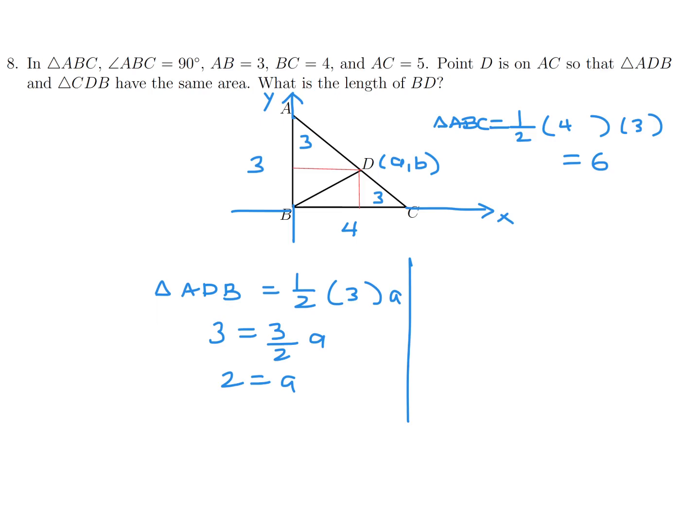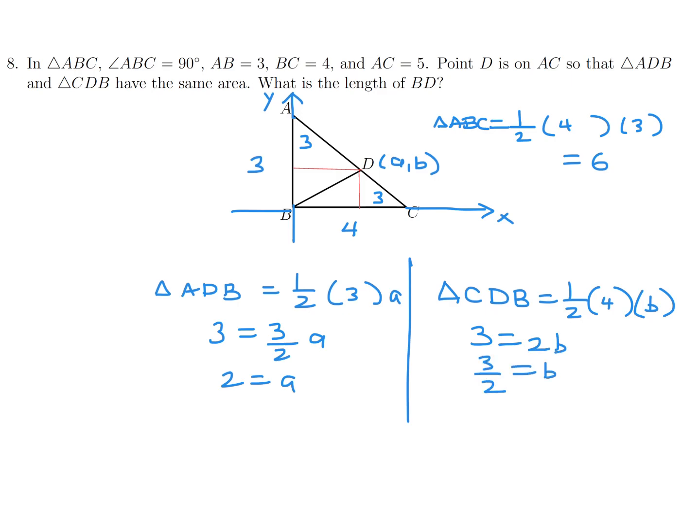In a very similar way, we'd figure out the area of the other guy, which is what? CDB. And that's also, of course, 1/2 base times height. The base is 4. The height is represented by the letter B in my diagram. So that's 3 is equal to 2B, and therefore B would be 3 over 2.